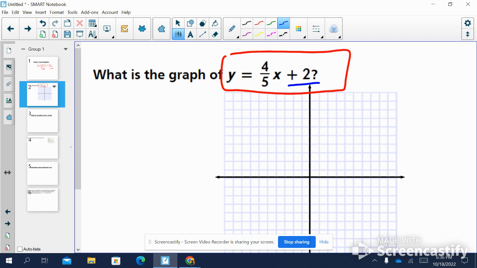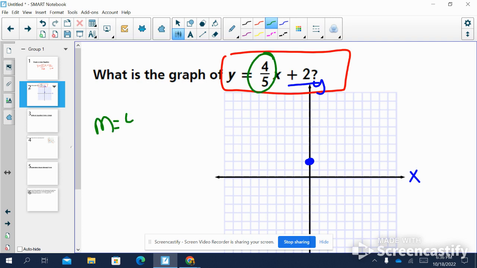So as I'm looking at the xy coordinate plane, these are our x values, these are our y values, I'm going to count up 2 in the y direction and plot a point. So I used the y-intercept from the equation and plotted it at a positive 2 on the y-axis. From here, I'm going to then use the slope from the equation to help me plot the second point. The slope of our equation is 4 over 5.